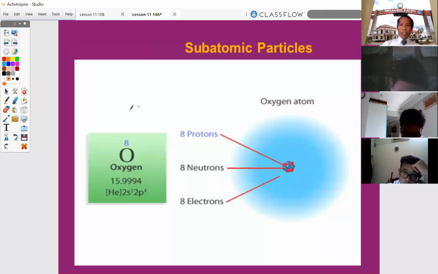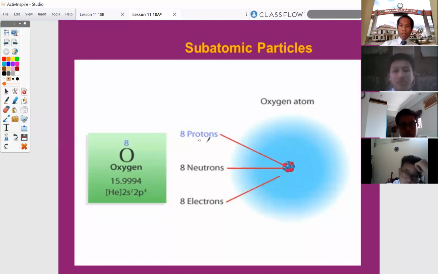For example, here we have oxygen atoms. The oxygen atom here is one of the most common atoms. This is not oxygen elements. We are talking about the oxygen atoms now, the smallest particle of oxygen, which is the oxygen atom. As I told you before, we have subatomic particles. What are those subatomic particles?